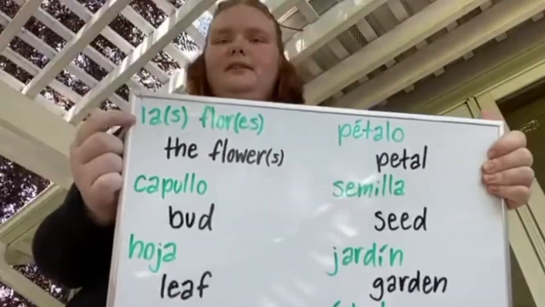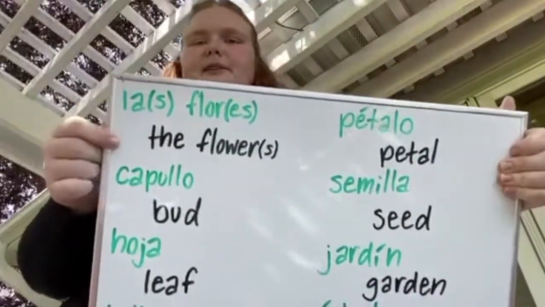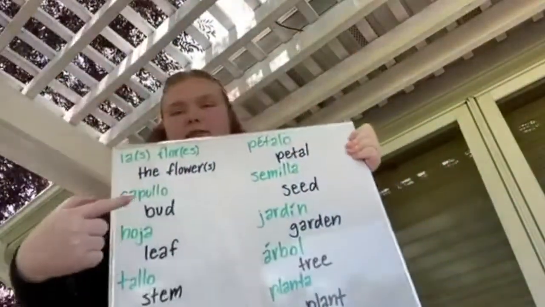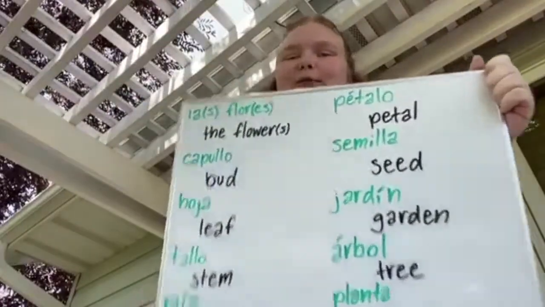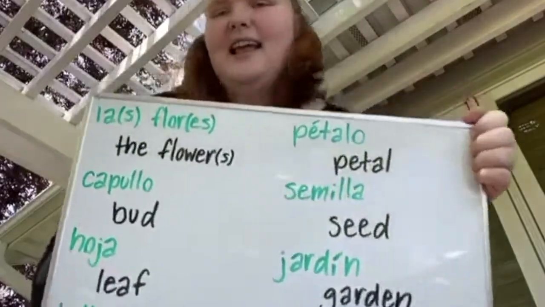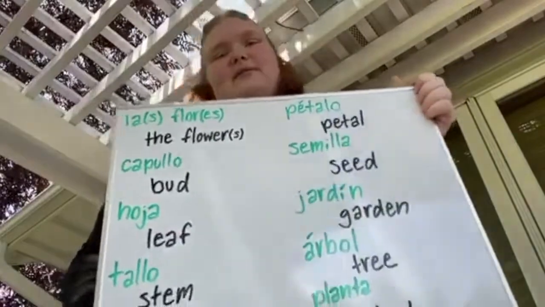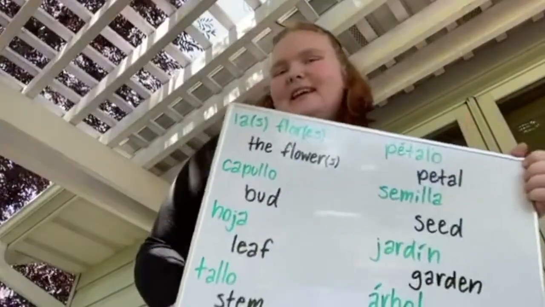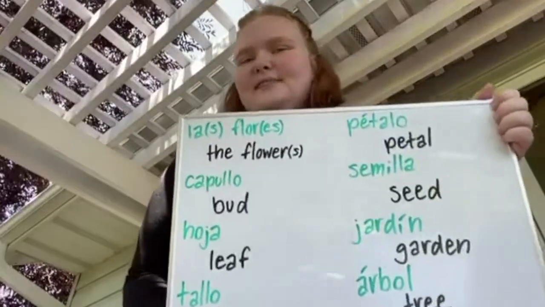So, flower in Spanish is flor. So like we say floor, floor. And then if you are talking about multiple flowers, it's flores. And then if you want to say the flower is la flor. And then the flowers is las flores. How fun.